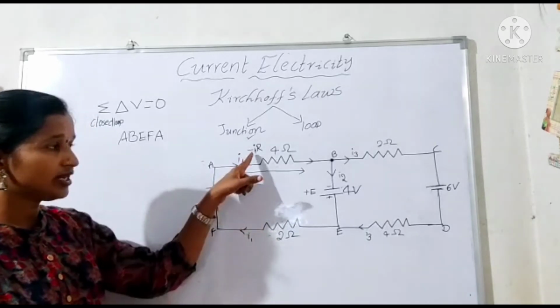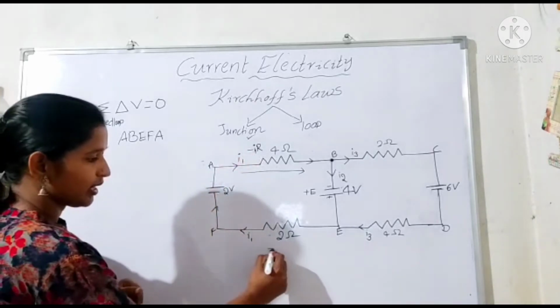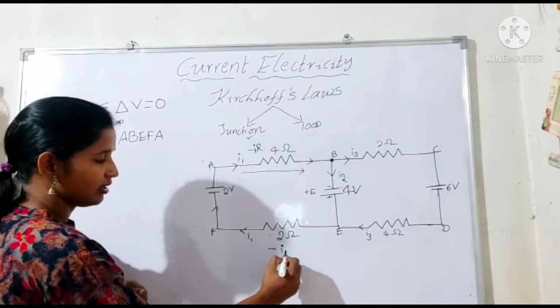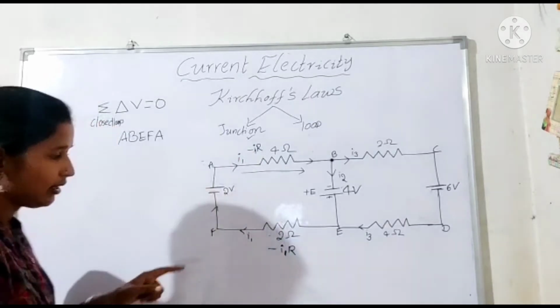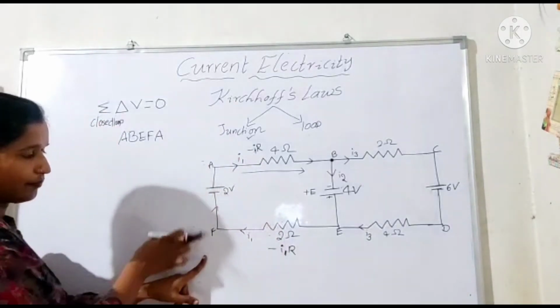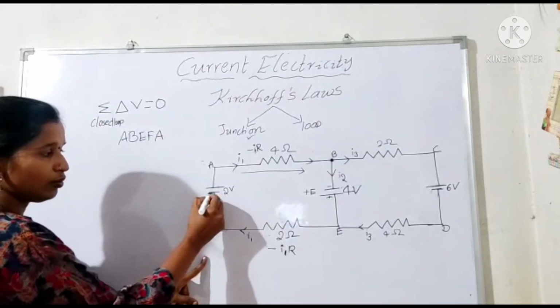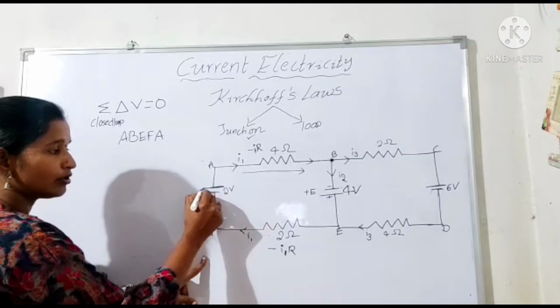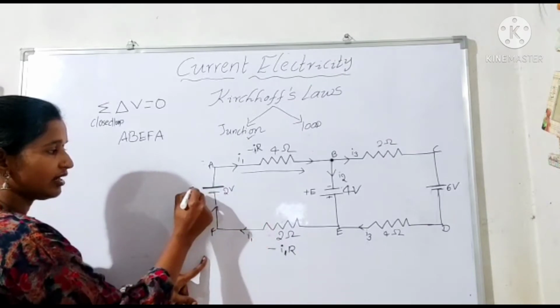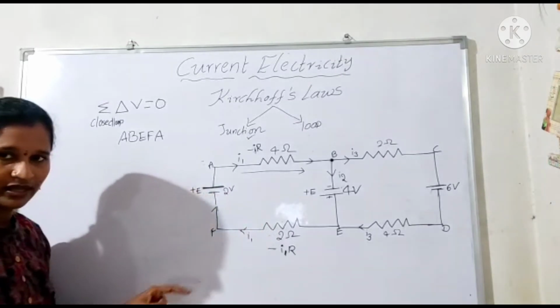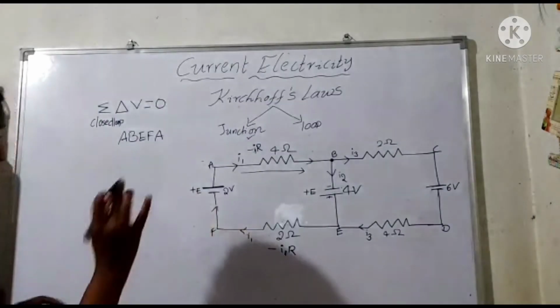Again here we are getting the minus, so minus I1 R. And now finally F to A. Here also this is our path. We are traveling through the negative terminal of the battery to the positive terminal of the battery. Here we can take that as positive. Now let us write the equation.